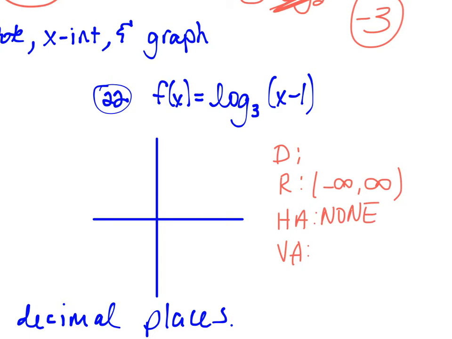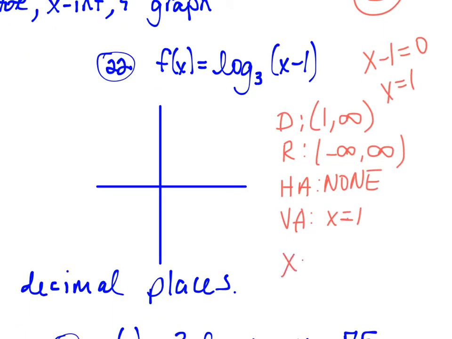Okay, so how do I find my domain? X minus 1 equals 0. So x equals 1. My vertical asymptote is that x equals 1, so that means my domain is 1 to infinity. Fantastic.